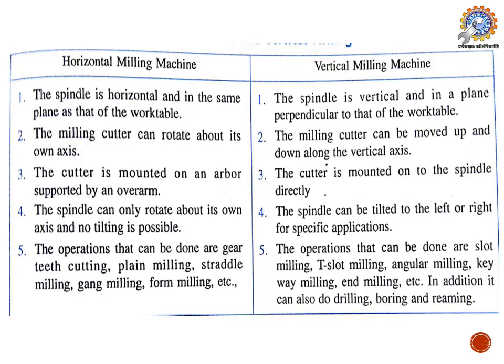In horizontal milling machine, the operations that can be done are gear teeth cutting, plane milling, straddle milling, gang milling, form milling, etc. Whereas in case of a vertical milling machine, operations possible are slot milling, T-slot milling, angular milling, keyway milling, end milling, etc. In addition, it can also do drilling, boring, reaming operations.